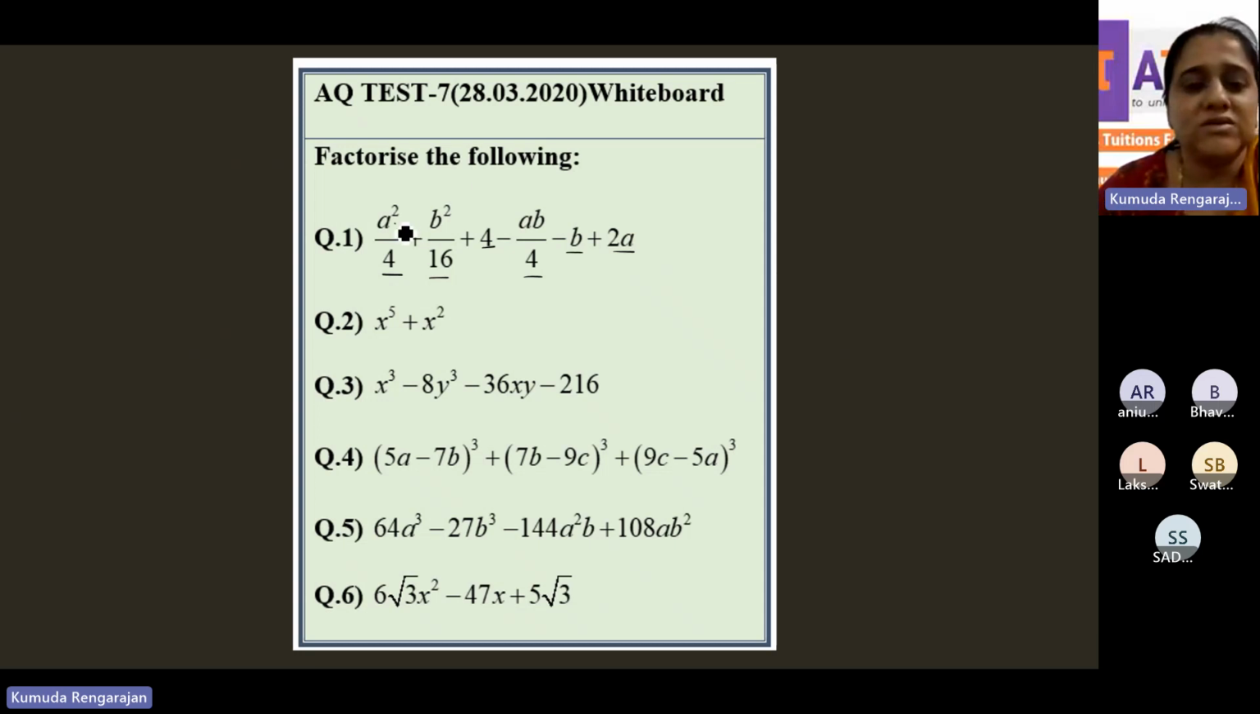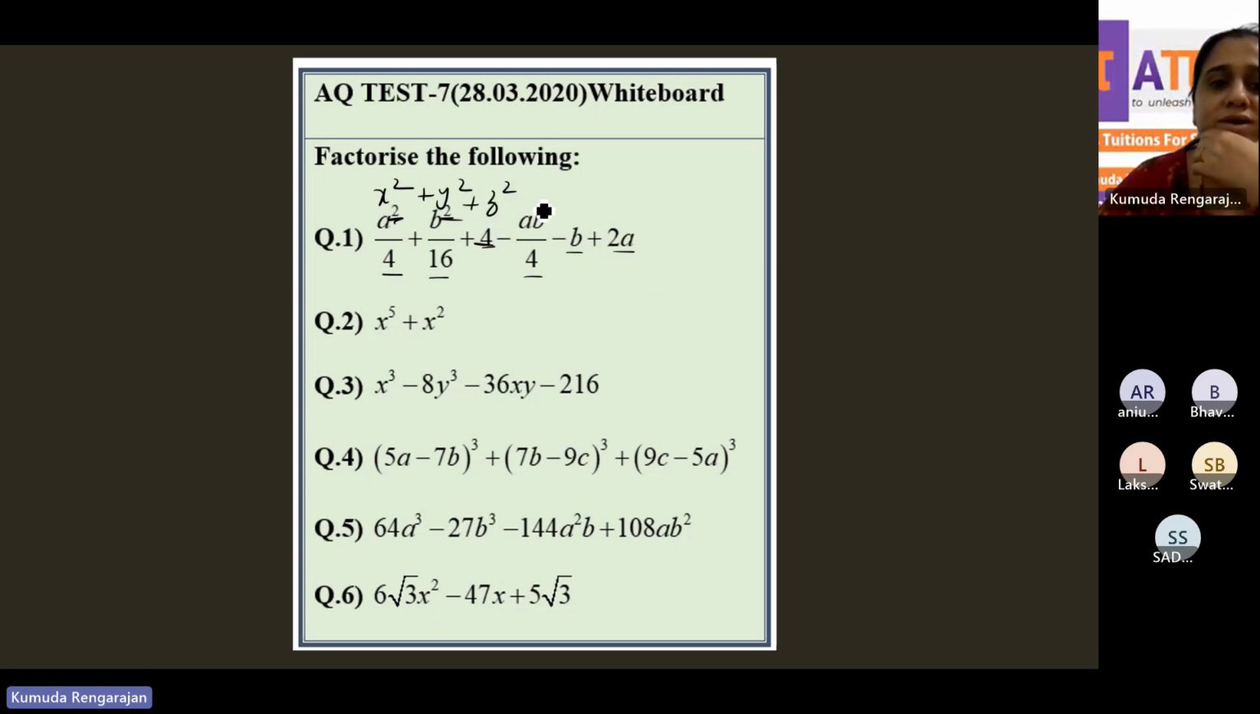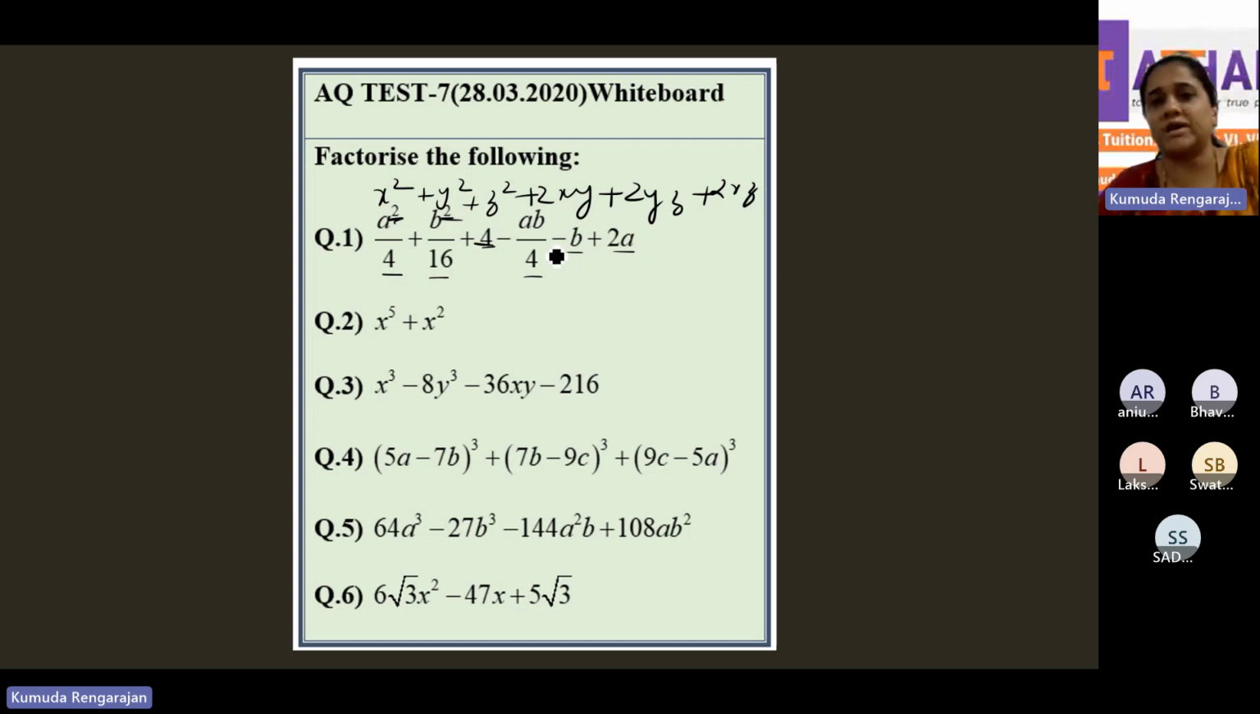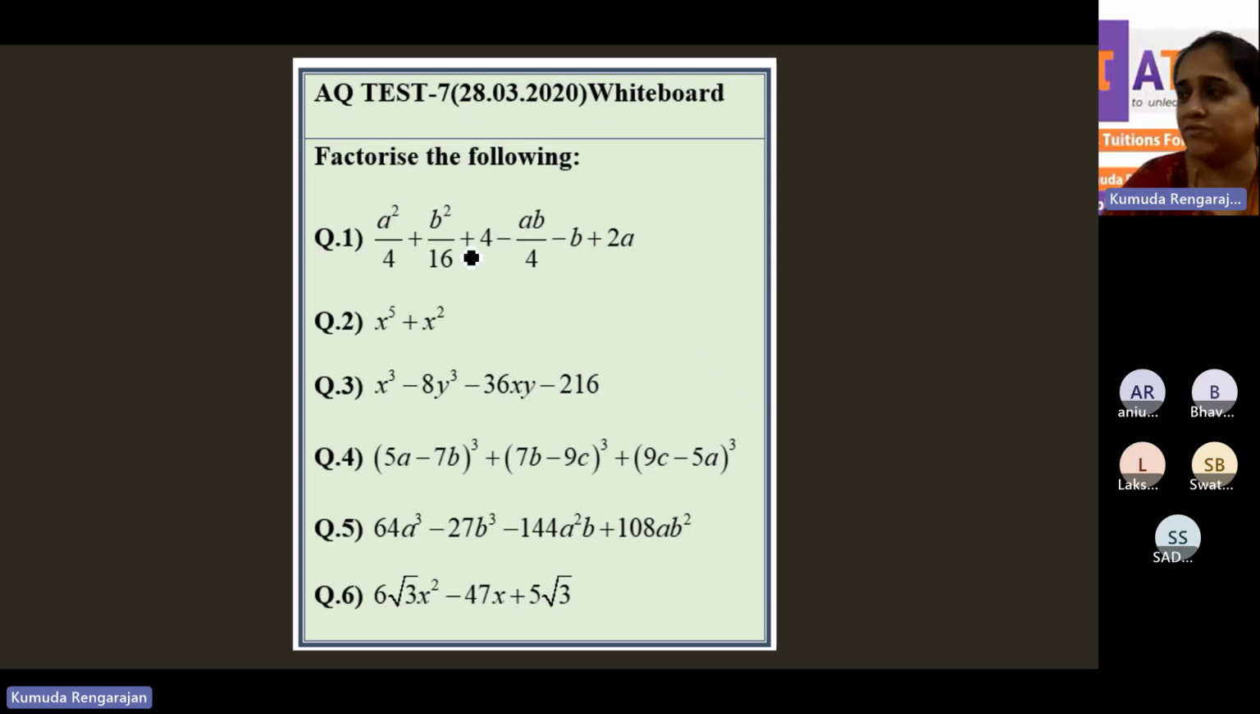See, and 6 terms. And see, this is a square, this is a square, and 4 is also 2 square. So the identity is what? x square plus y square plus z square plus 2xy plus 2yz plus 2xz. This is only the identity. You must put the same signs. This is the identity. So the first step is to write all these terms in that form.